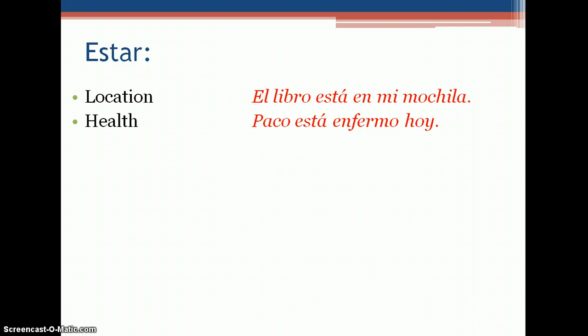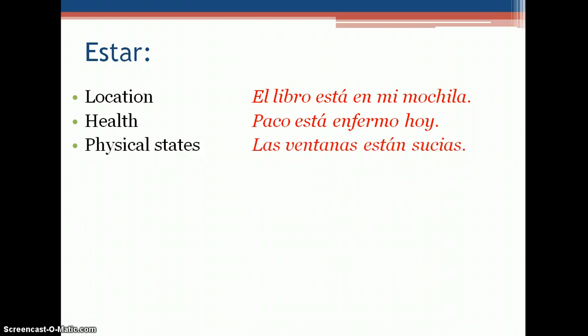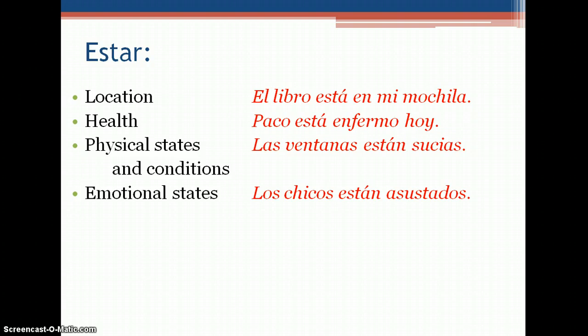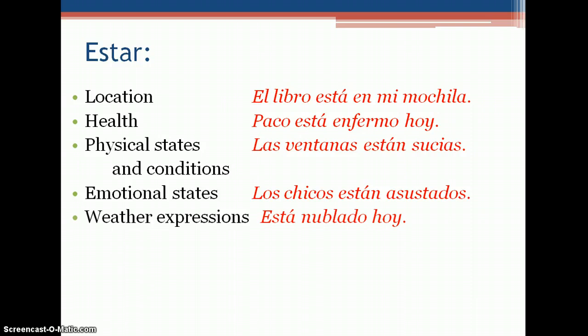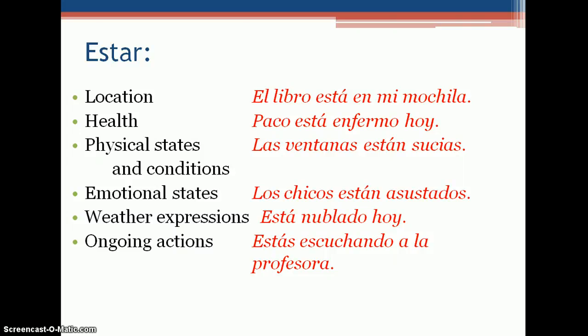Moving on to estar. We use estar when we want to talk about the location of something. El libro está en mi mochila. Also, when we want to talk about a person's general health. Paco está enfermo hoy. Physical states of things. Las ventanas están sucias. And those conditions. Emotional states. Los chicos están asustados. Some weather expressions, like está nublado hoy. And those ongoing actions, which we call the present progressive. Estás escuchando a la profesora.